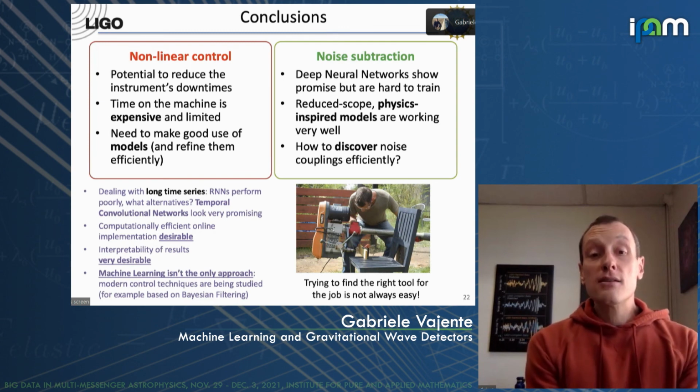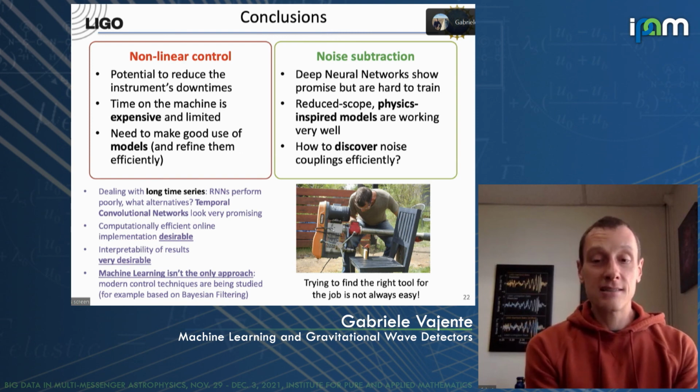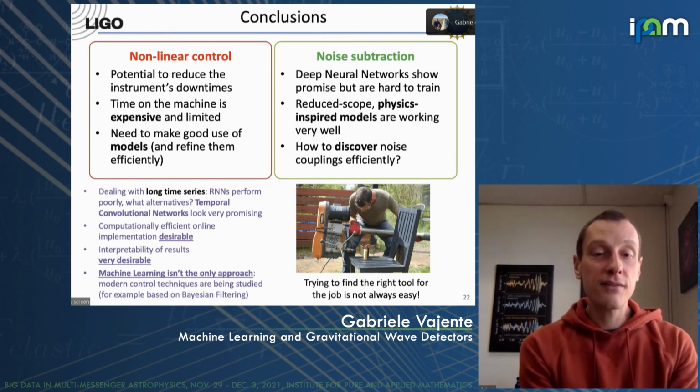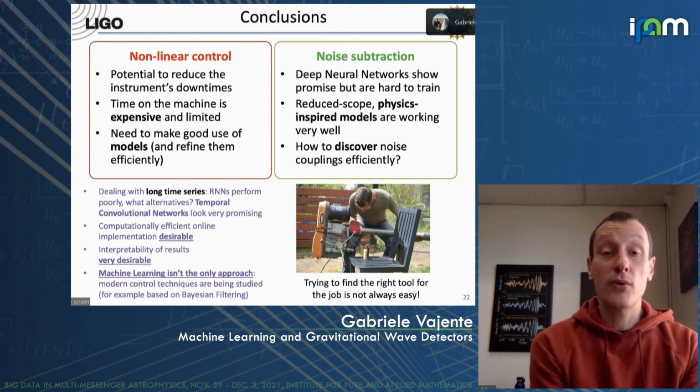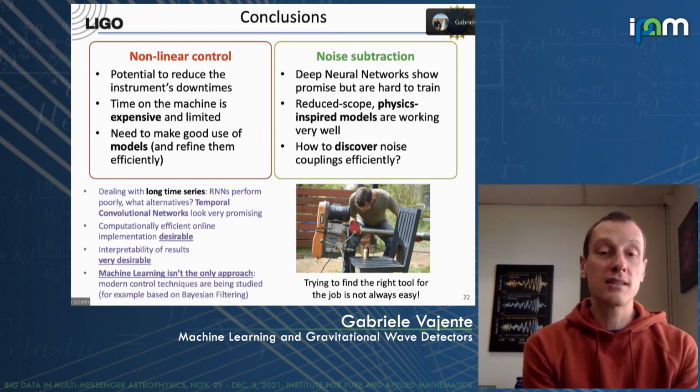The problem is, of course, how can we move beyond just guessing what are the good channels and discover noise couplings efficiently? And here we have a lot of data, and if we had infinite computational power, we could do that, but we don't. So it's important to try and figure out an efficient way to discover noise coupling.